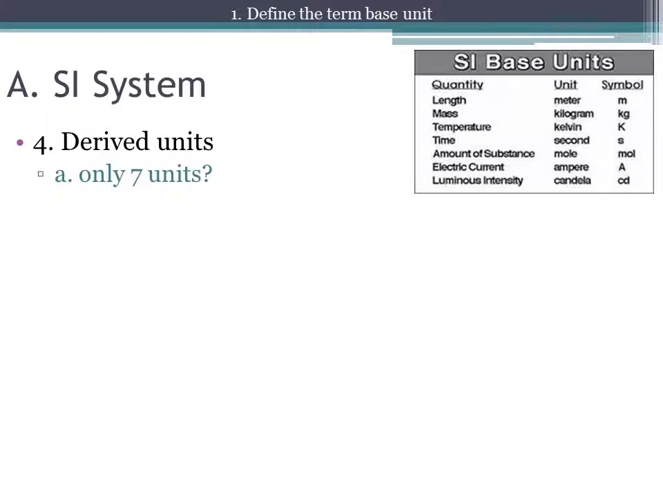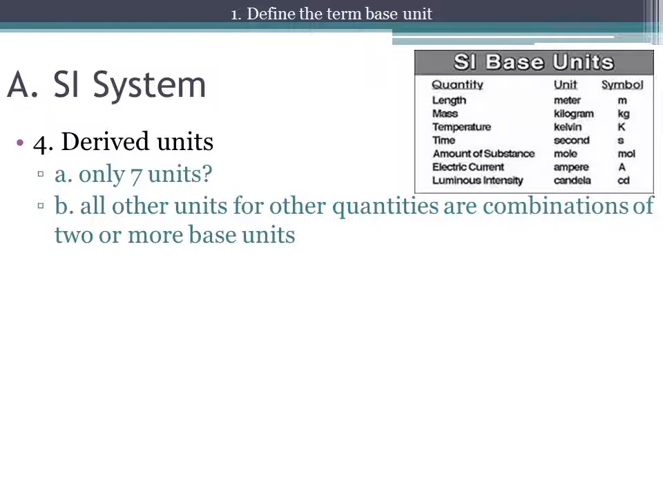One thing you might be wondering is, if there are only 7 of these base units, 7 standards that we use to measure things, how can we measure anything else other than these 7 quantities? Well, this is why we use derived units. A derived unit would be all other units for other quantities, and they're combinations of 2 or more of these 7 base units. Just some examples.